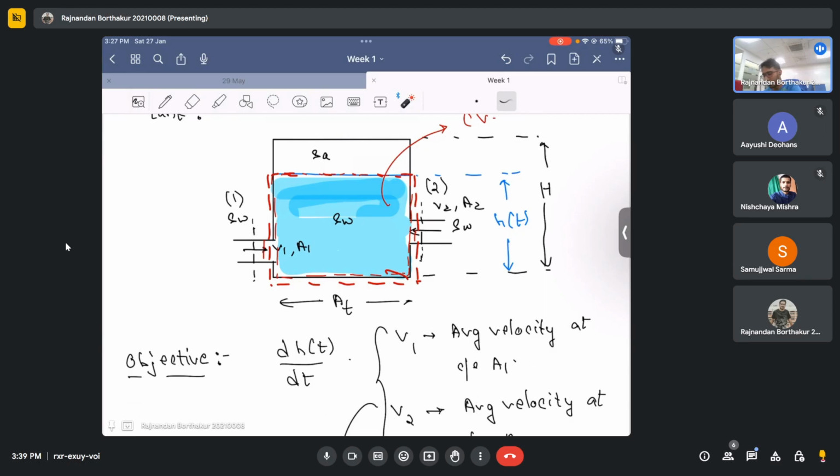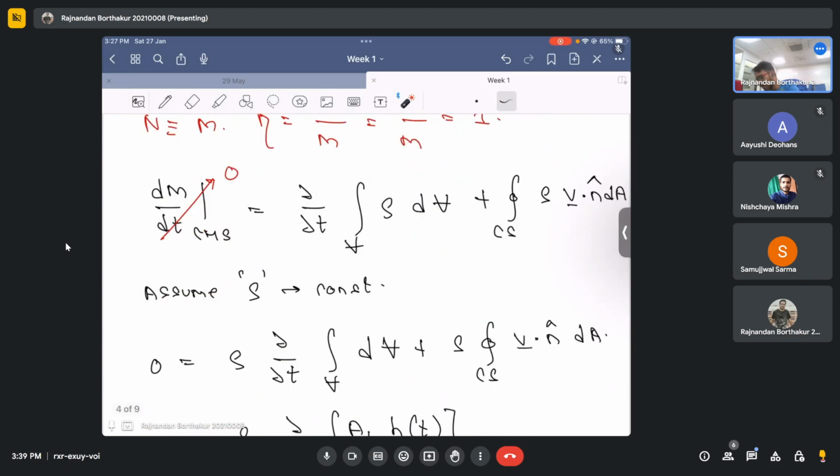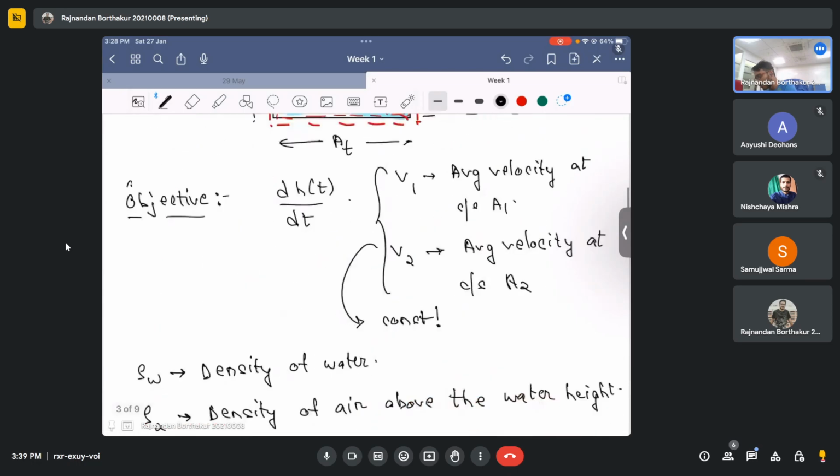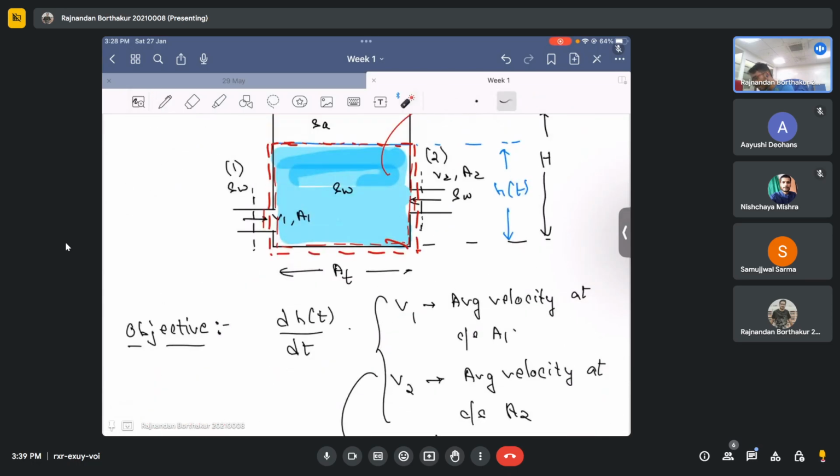So I hope this is clear, and that's why this became AT times h of t. Plus, let us now try to evaluate the efflux term. So this becomes a rho. The first case, or the first inlet, is basically this one.